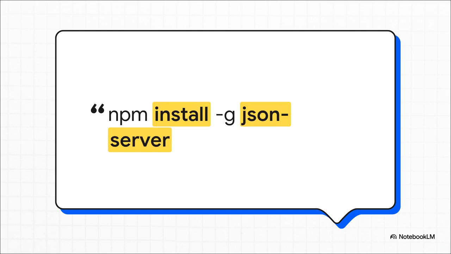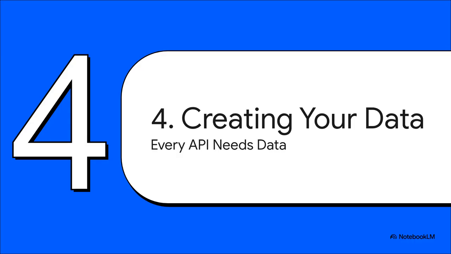Now for the magic. This next command is what does all the heavy lifting for us. We're telling npm to install JSON Server. And see that little -g flag? That just means we're installing it globally, so you can run it from anywhere on your computer. Okay, our tools are installed. We're almost there. There's just one last piece to the puzzle.